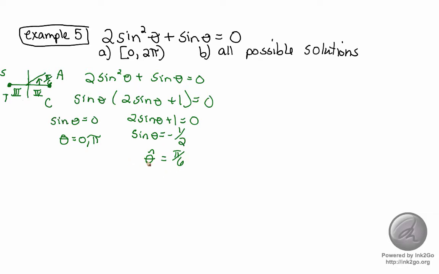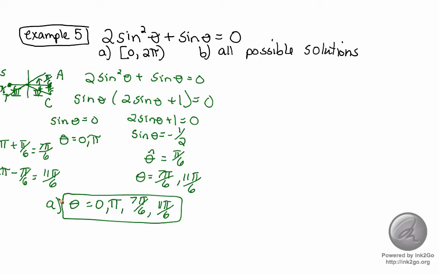So now I just got to figure out which angle has a reference angle of pi over 6 in each of these quadrants. So in quadrant 3, I take pi and add pi over 6 to get 7 pi over 6. And in quadrant 4, I take 2 pi and I subtract pi over 6 to get 11 pi over 6. So in part A, theta is equal to 0, pi, 7 pi over 6, or 11 pi over 6.